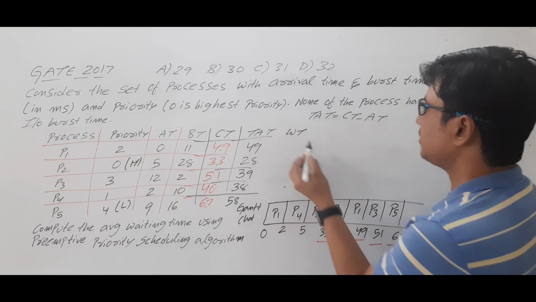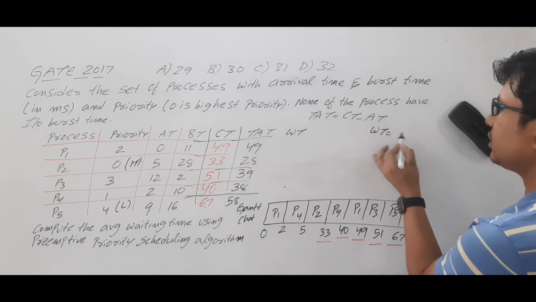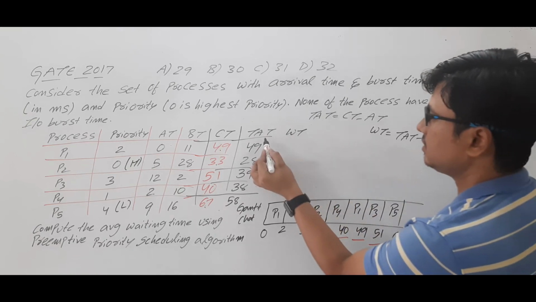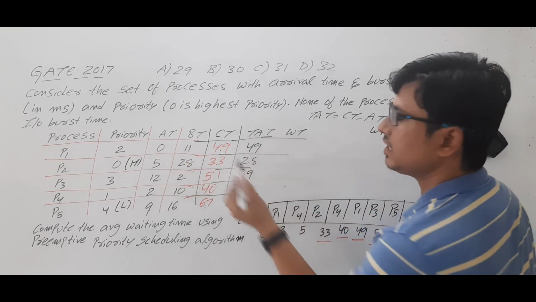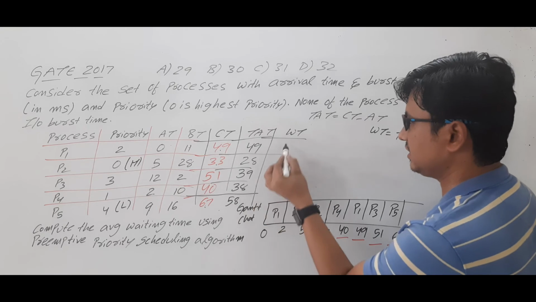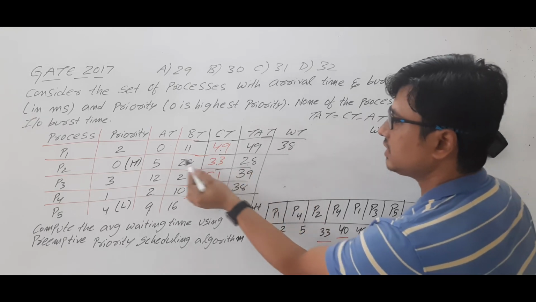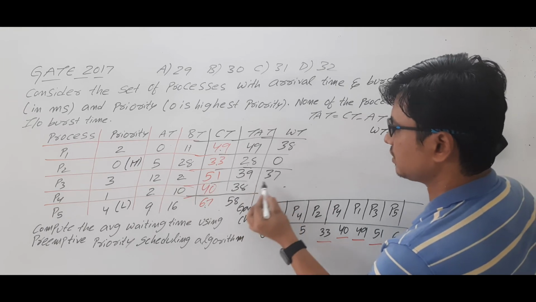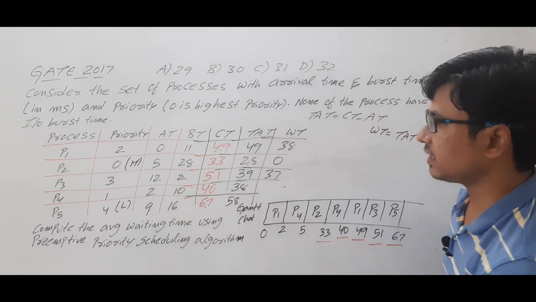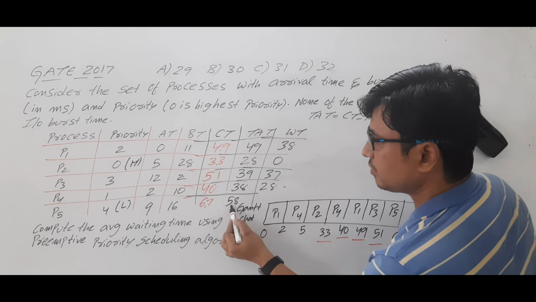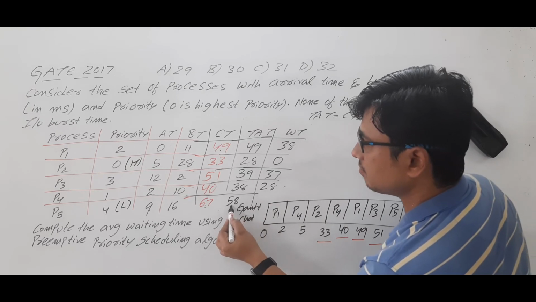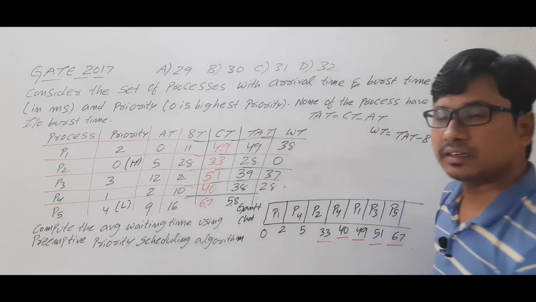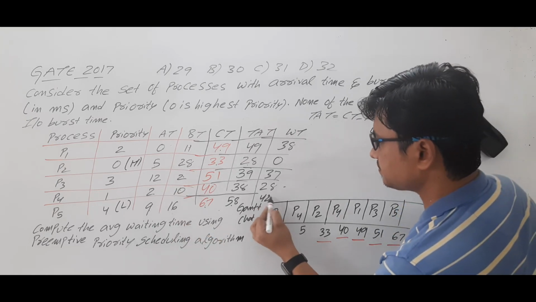Now we will compute the waiting time. Waiting time is equal to turnaround time minus burst time. So 49 minus 11 is 38. 28 minus 28 is 0. 39 minus 2 is 37. 38 minus 10 is 28. 58 minus 16 is 42. Are you able to understand?